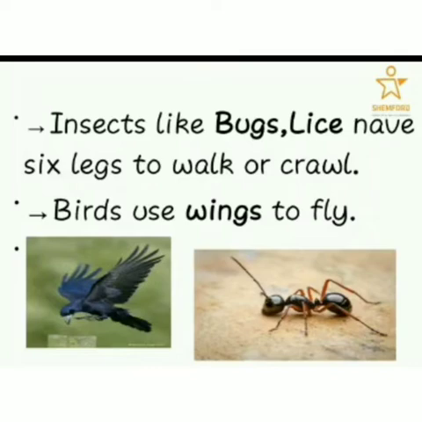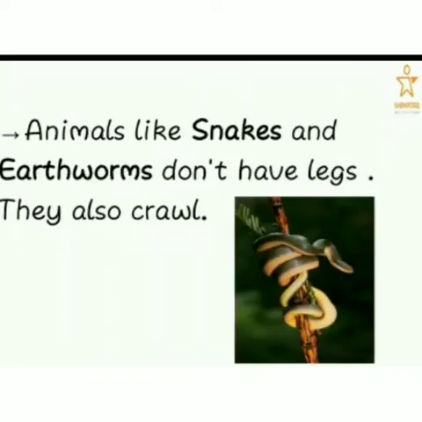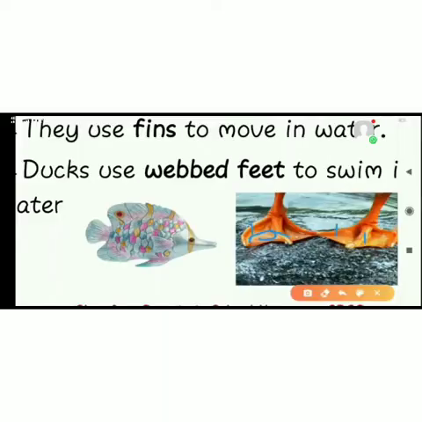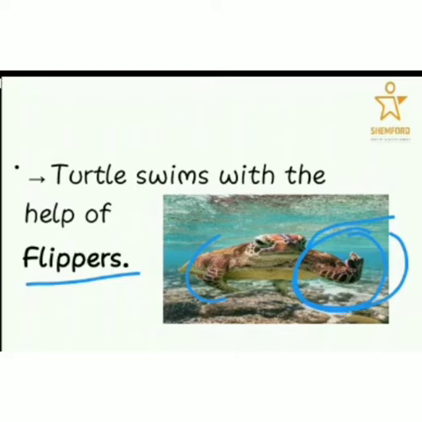You all have learnt very well that birds have wings to fly, is it not? Some birds fly at a maximum height, high like a vulture and eagle. Then animals like snakes and earthworms do not have legs. They also crawl. Then fish have fins to move in water. Ducks use webbed feet to swim in water. See, what is that? Turtle. It has flippers. With those, it swims in the water.